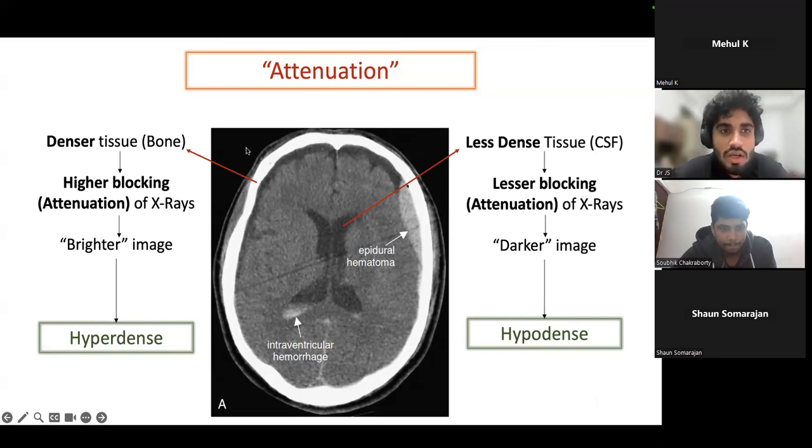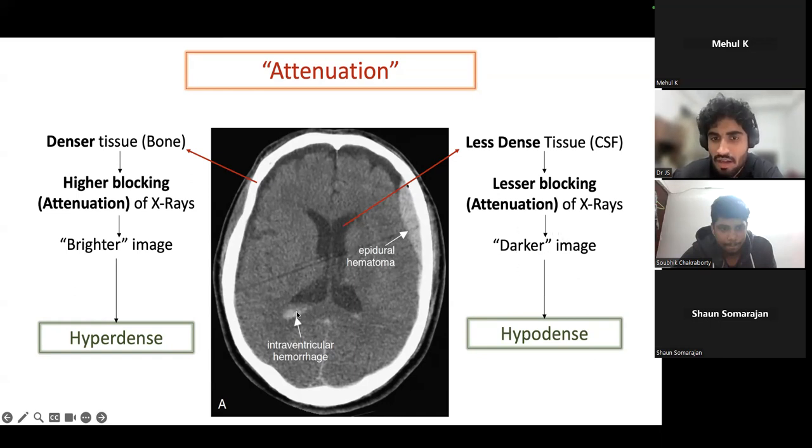Okay. So this is the denser part. So this bone is what? This bone is denser. So we call it higher attenuation because it is blocking all the X-rays projected upon it. And this is called hyperdense. And similarly, you can see this, what is this? This is CSF. So this is less dense, and we call it less attenuation or hypodense or darker image.